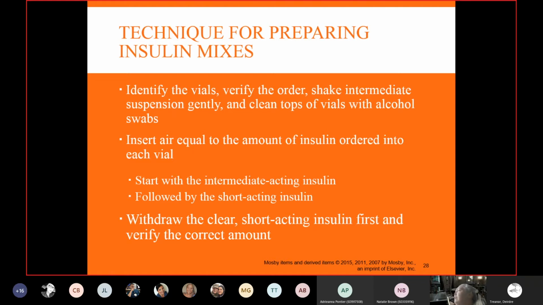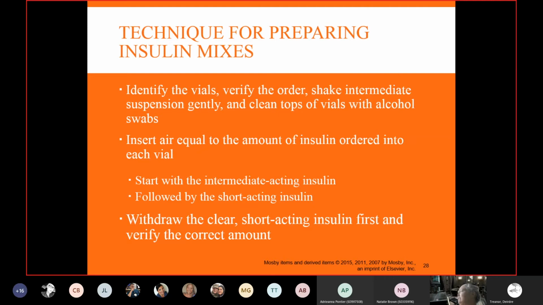And then we're going to insert the air equal to the amount you need, and that's to create the vacuum. You're going to start with the intermediate acting and go to the short acting. So you're going to inject air into the intermediate acting, then inject air into the short acting and draw that out, and then go back to the intermediate acting and draw that.